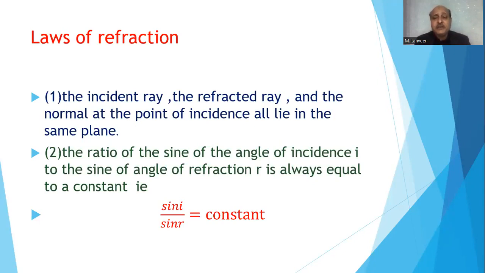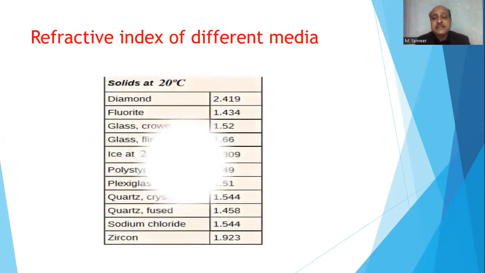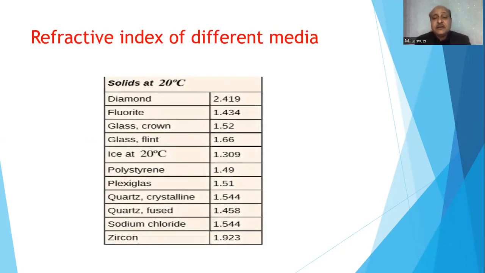And I hope you have done the practical. This is included in your practical list: refractive index of different media. What is the reason? Every medium has different refractive index. For example, diamond. Ray of light enters from air to diamond. You measure the angle of incidence, you measure the angle of refraction, and your answer will be 2.4.